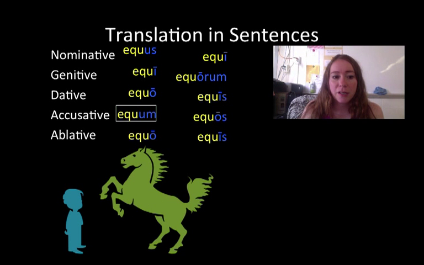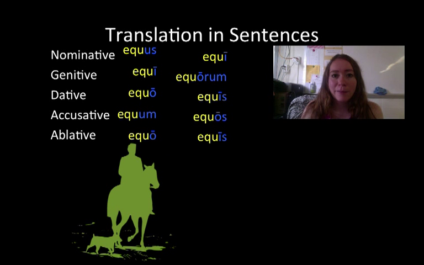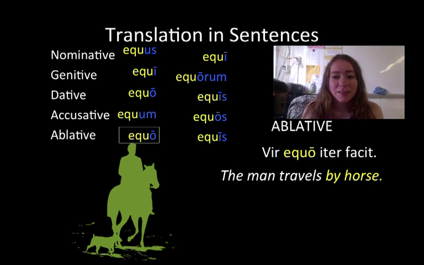Accusative, our direct object, translated after the verb. Puer equum videt, the boy sees the horse. And finally the ablative, equo, which is by or with. We've got vir equo iter facit, the man travels by horse. That's our by or with translation.